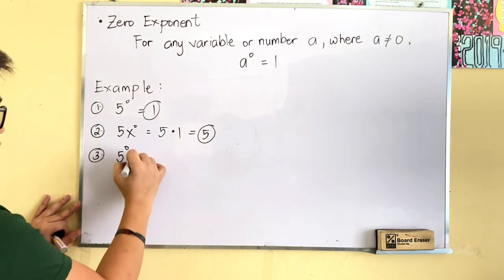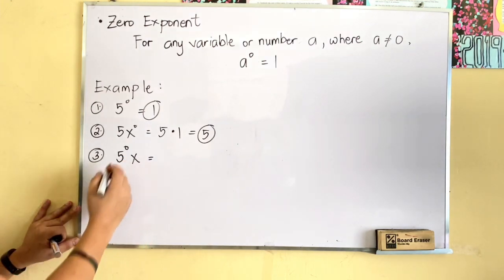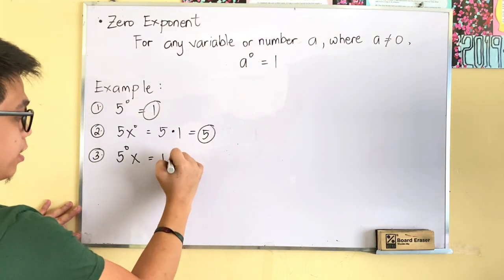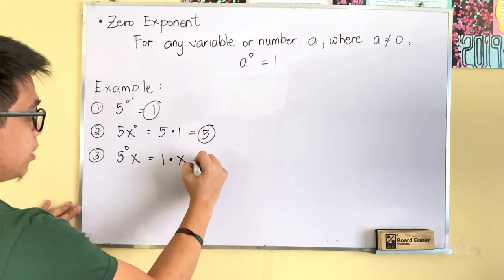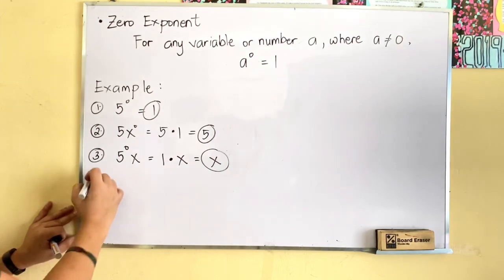5 raised to 0, x is equal to, sino ang naka-raise ng 0? Si 5 lang. Therefore, 1 times x is equal to x. So, ito yung final answer natin. Next, another one.